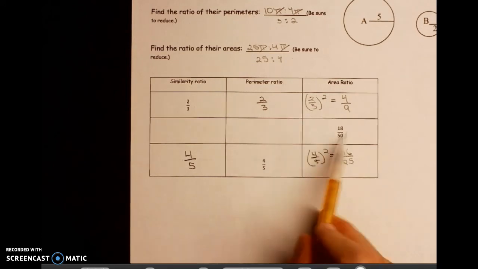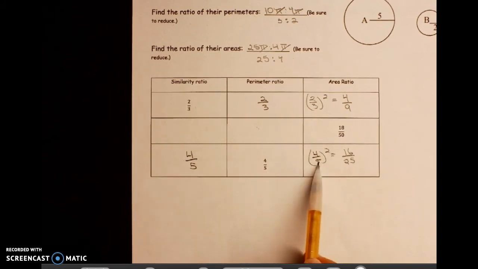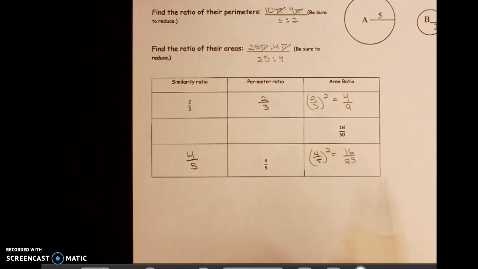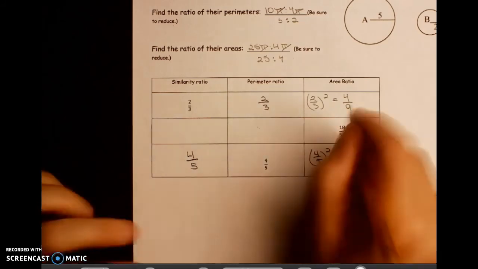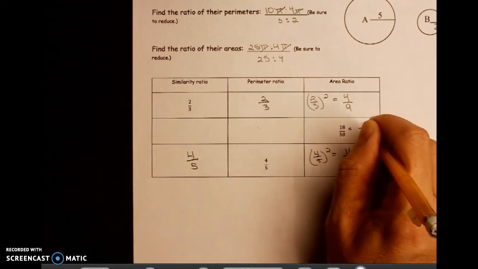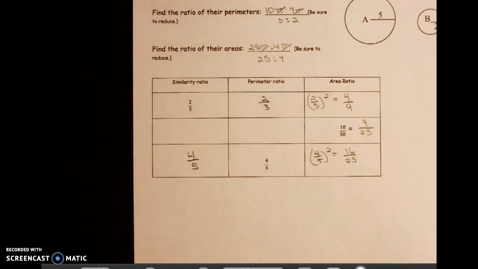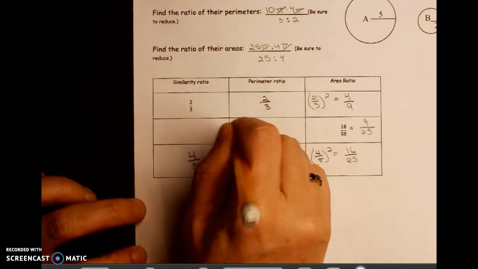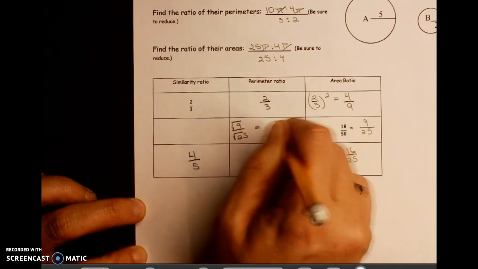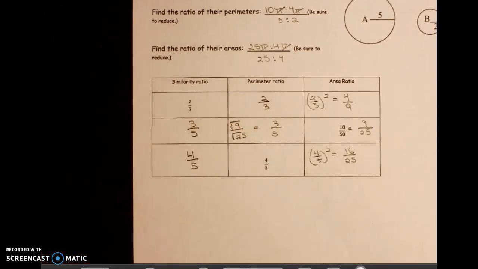So finally, how do I get from here back to here? Well, if from here to here I square it, if we want to go backwards, you want to think about the inverse operation, which would be square rooting. Now, 18 and 50 don't have a perfect square, so I'm going to suggest let's reduce them first. 18 divided by 2 is 9, 50 divided by 2 is 25, and now they're both perfect squares. So to get back to the perimeter ratio, I'm taking the square root of 9, the square root of 25, and we end up with 3 over 5, which means their similarity ratio is 3 to 5 as well.